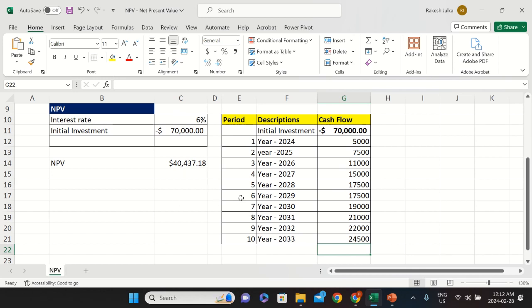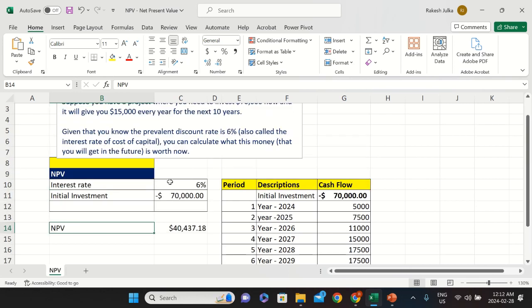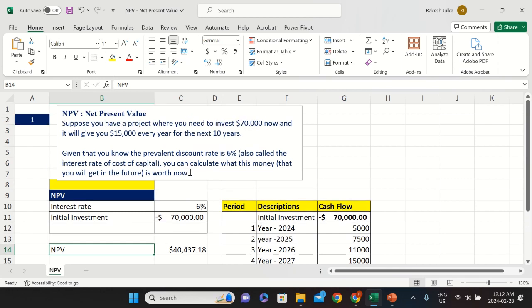So this is how to calculate the net present value of the future cash flow we are expecting. And the NPV formula is very useful at the time of taking a decision of making some investment in some projects.